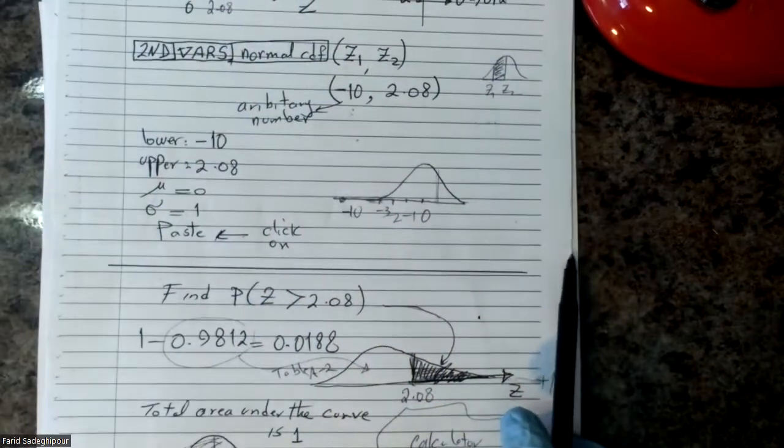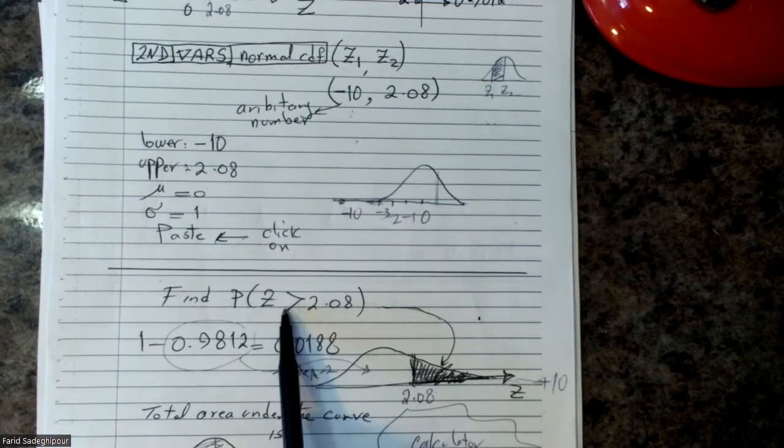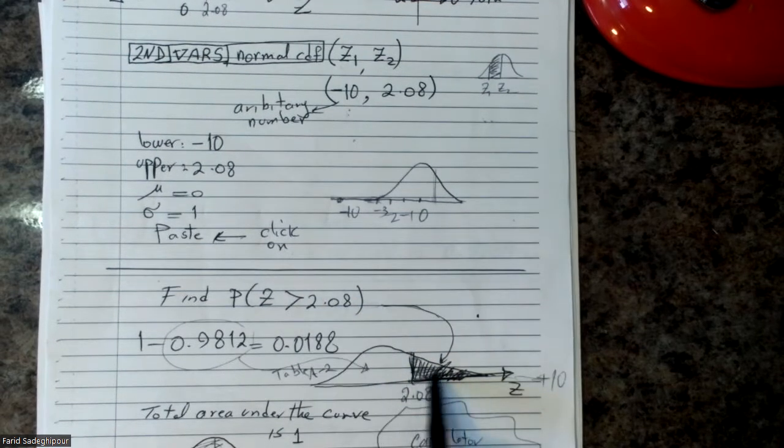What if we ask you to find the area to the right? In that case, since the calculator would always give you this area, and you know the total area is 1, you could subtract it from 1, and that gives you the area of this. It depends what the sign is. Z is greater than that means they want to find this area. Then it's the total area 1 minus that.